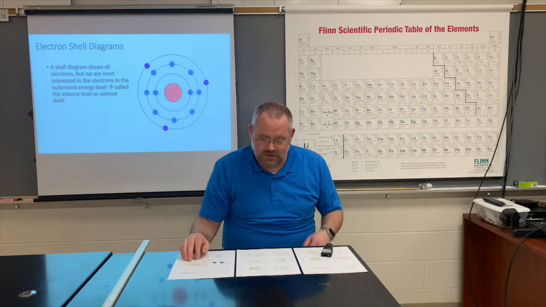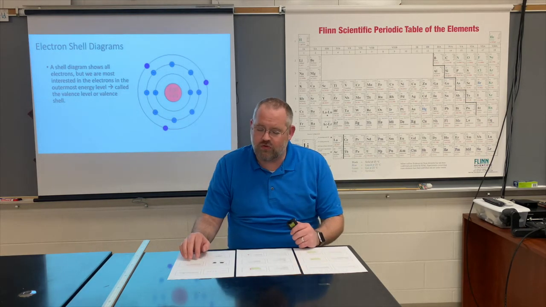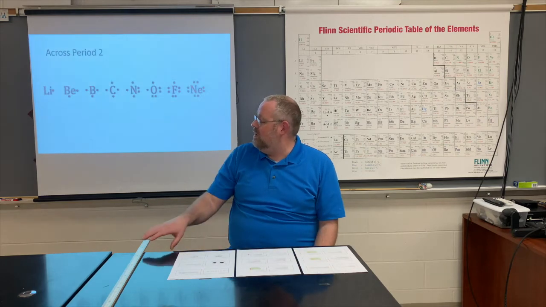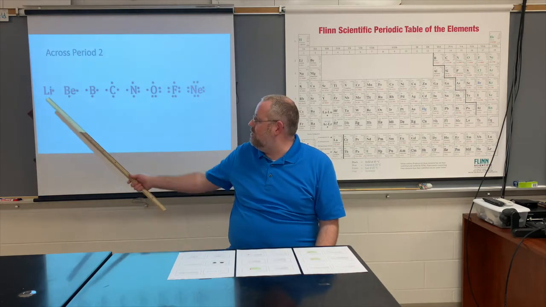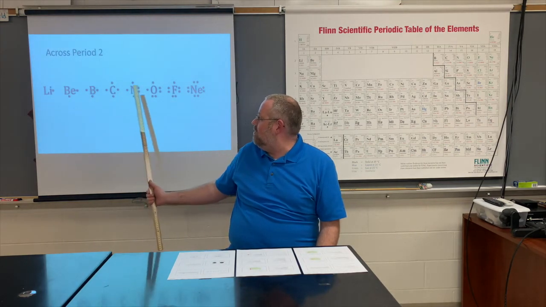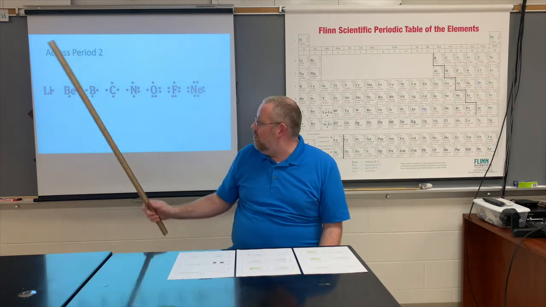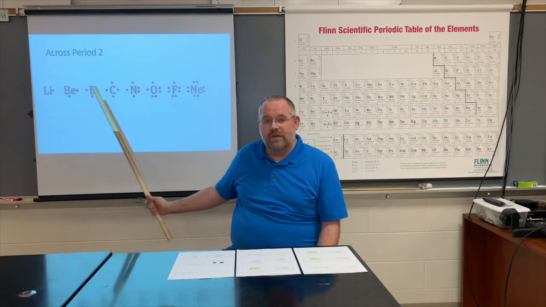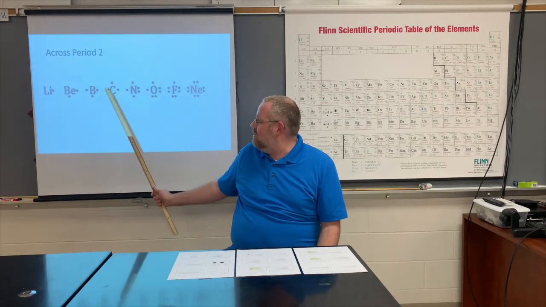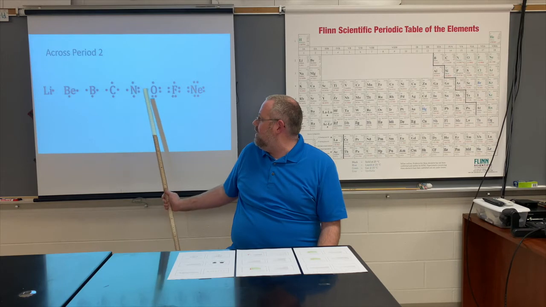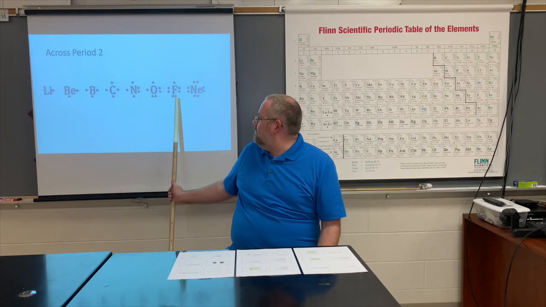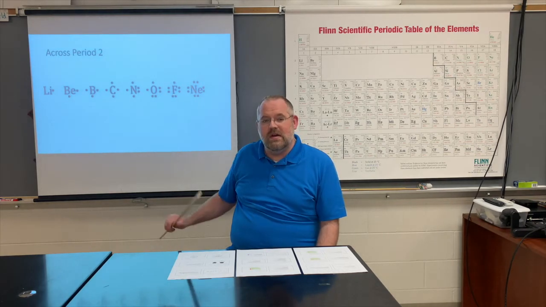Okay, so when we draw our Lewis dots, this is across period 2: lithium, beryllium, boron, carbon, nitrogen, oxygen, fluorine, and neon. When we draw our Lewis dots, we are only drawing that outer shell. Like I said, column 1 has 1 valence electron, column 2 has 2 valence, boron is 3, carbon is 4, nitrogen 5, oxygen 6, fluorine 7, neon 8.